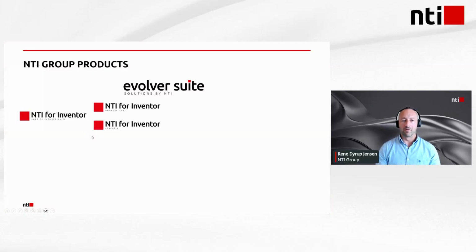So the first product we have is NTI for Inventor. We actually had a webinar last week covering that product specifically. The product comes in 2 different flavors, NTI for Inventor Professional and NTI for Inventor Essential. Both of them are an add-in to Inventor. And with that product, you will, as an engineer, be sure that everything you create will have, for example, unique numbering. You can handle your properties, but you also have a lot of tools that enable you on a daily basis to ease up the different engineering processes within Inventor.